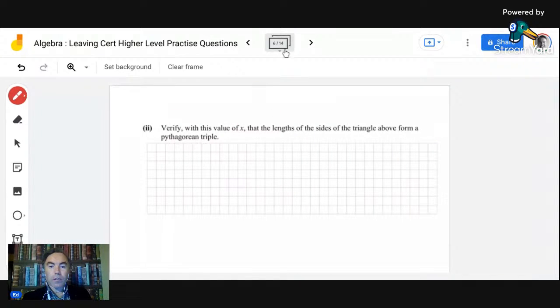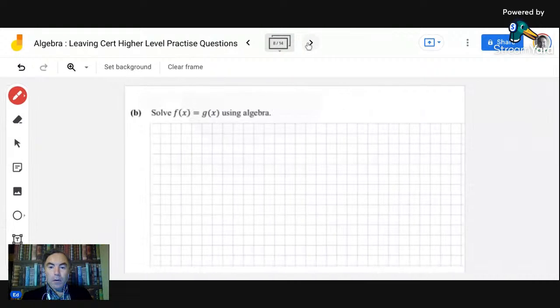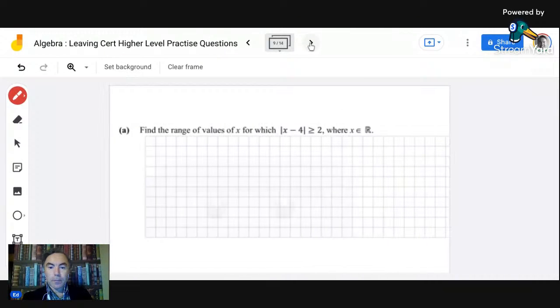All right, so verify, so we just substitute in then. Okay, so that's too easy. All right, so let's see what's left. We can do this modulus here. Okay, this is the last one I'll do this evening now.